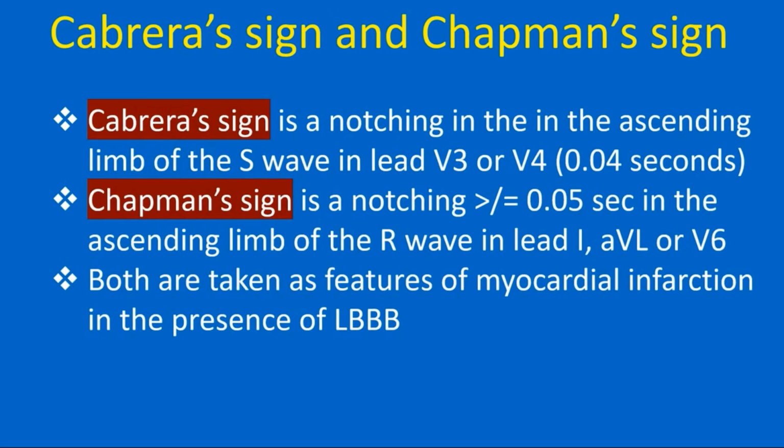Cabrera sign is a notching in the ascending limb of the S wave in V3 or V4, which is 0.04 seconds. Chapman sign is a notching of more than or equal to 0.05 second in the ascending limb of the R wave in lead 1, aVL or V6. Both are taken as features of myocardial infarction in the presence of LBBB.